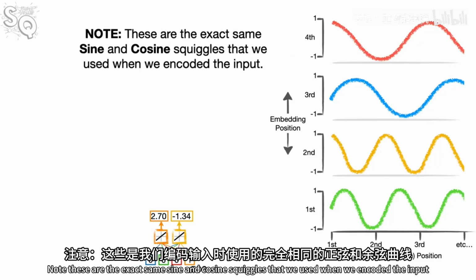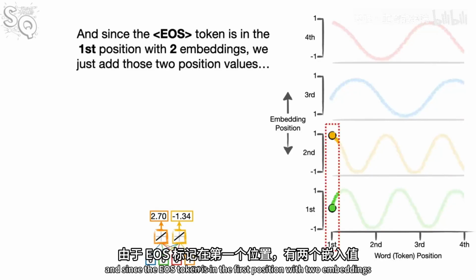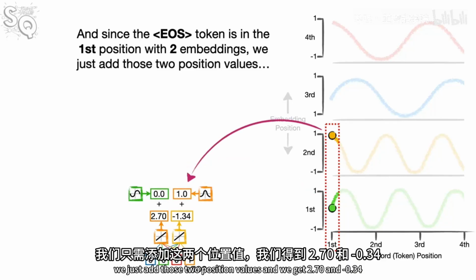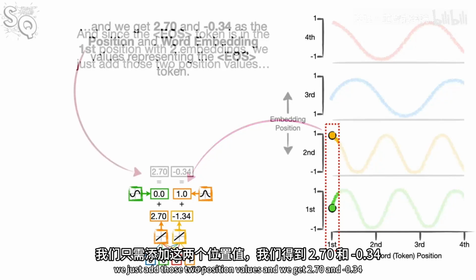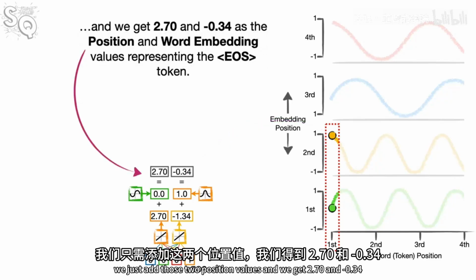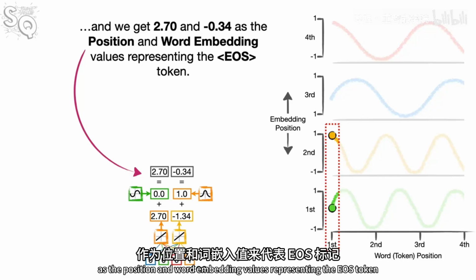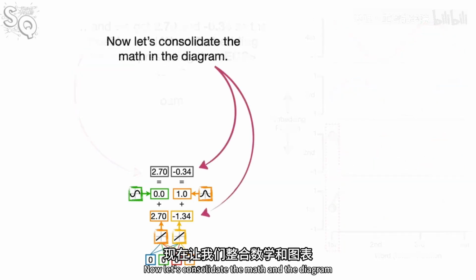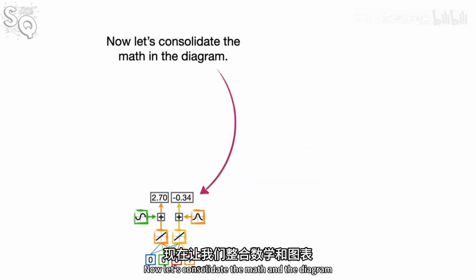Note, these are the exact same sine and cosine squiggles that we used when we encoded the input. And since the EOS token is in the first position with 2 embeddings, we just add those 2 position values. And we get 2.70 and negative 0.34 as the position and word embedding values representing the EOS token. Bam! Now let's consolidate the math in the diagram.